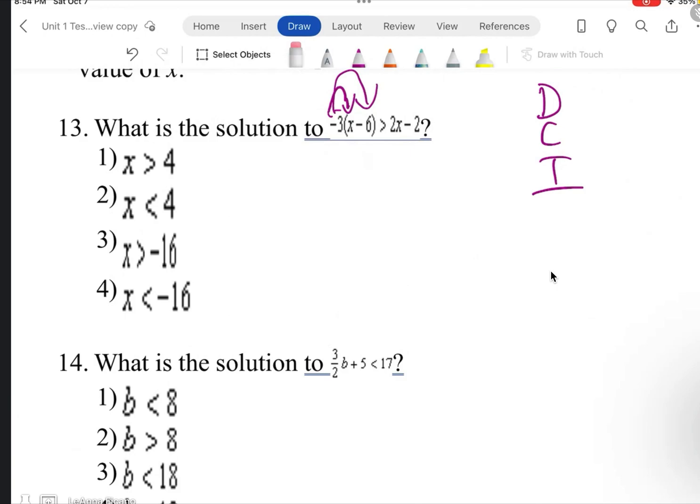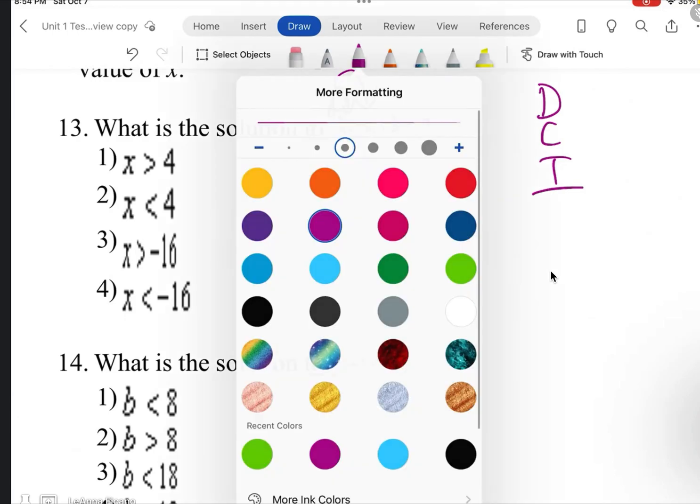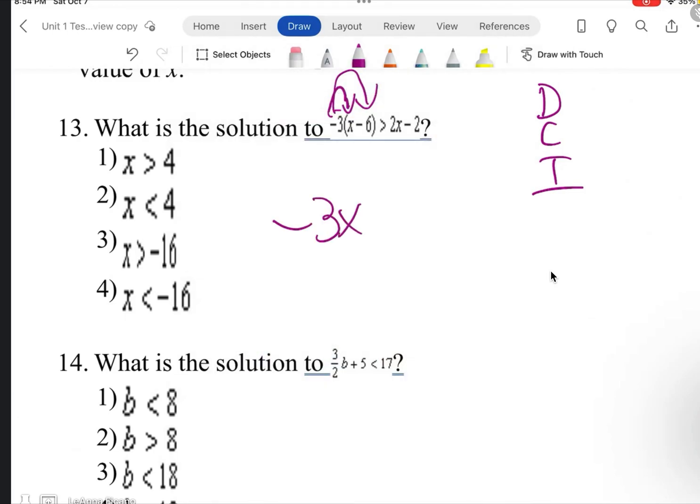Okay, so we have negative 3x, and then we have a negative 3 times negative 6, right? And so that becomes a positive 18 is greater than 2x minus 2. Okay, so our next step is combine like terms. There are no like terms on this side of the inequality sign, and there are no like terms on the other side of the inequality sign.